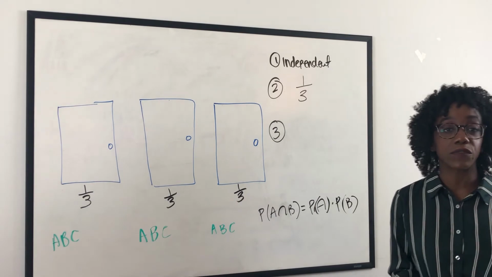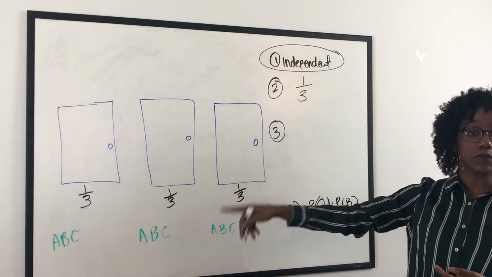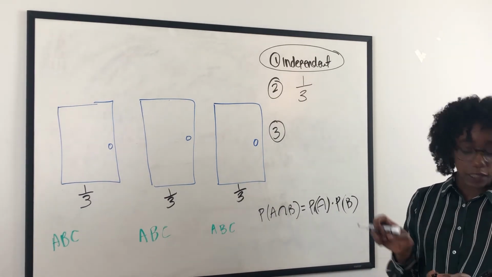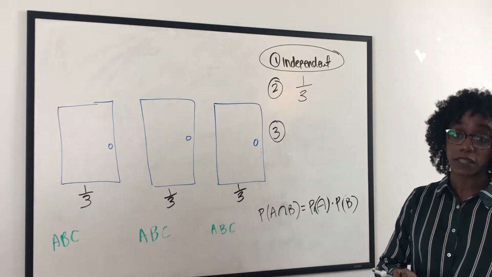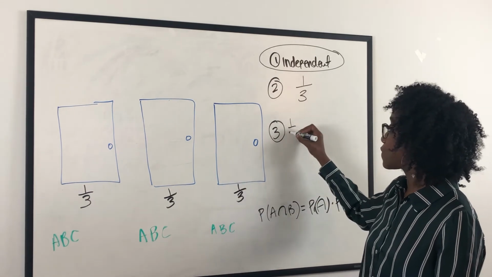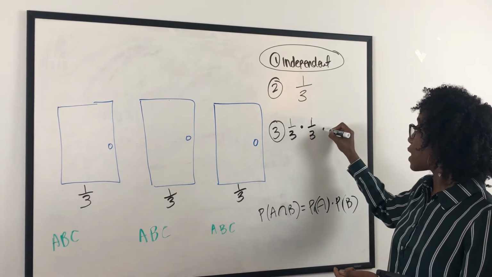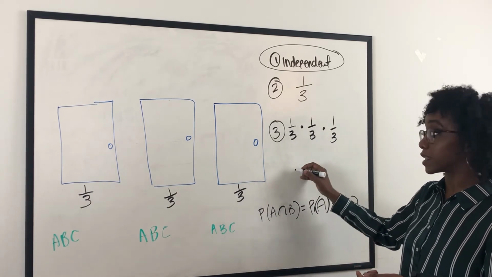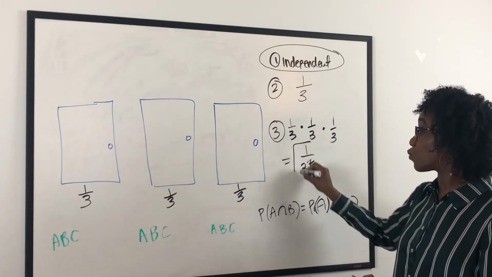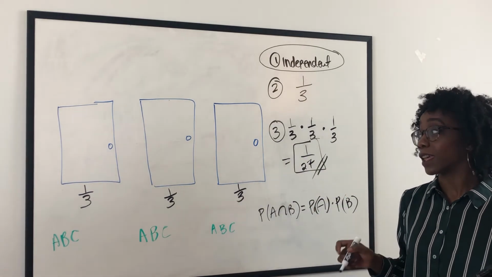All right, and this is slightly different because these events are independent. It doesn't matter what you get for the first one. The probability for the second one will still be the same. All right, so let's take a look. Since there are 3 doors, we're going to use this rule. Probability that you get the first one correct times the probability that you get the second one correct times the probability that you get the third one correct. And this will give us 1/27.